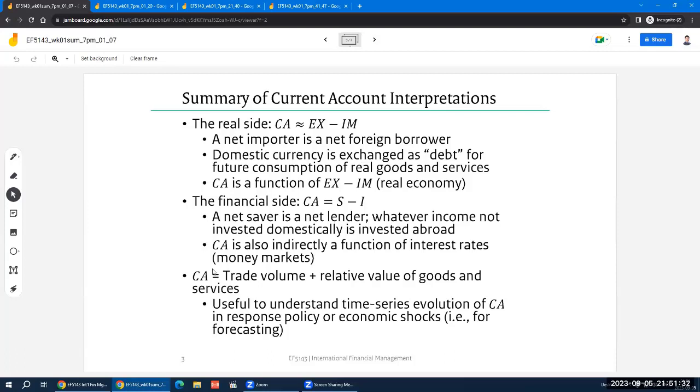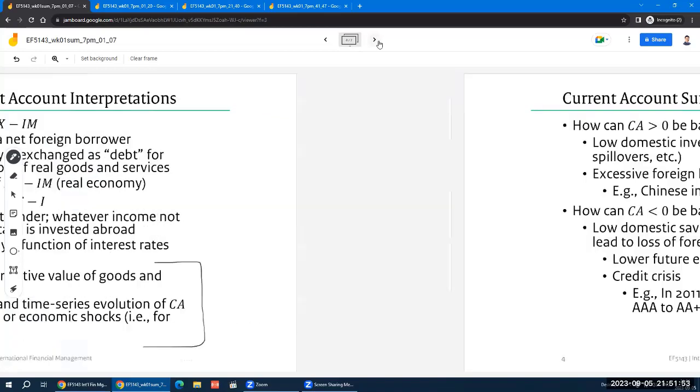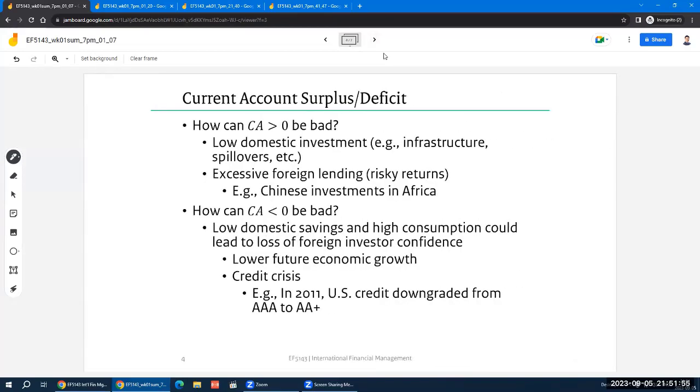All right, so I talked about the financial side. And the last thing I mentioned was the third interpretation of the current account. You can decompose the current account into two parts, trade volume and relative prices of goods and services. The reason we look at this is because we want to look at the dynamics of the current account eventually. Dynamics meaning, how does changing the relative price change the current account? We touched that a little bit with the gold standard, right? And I talked about this already.